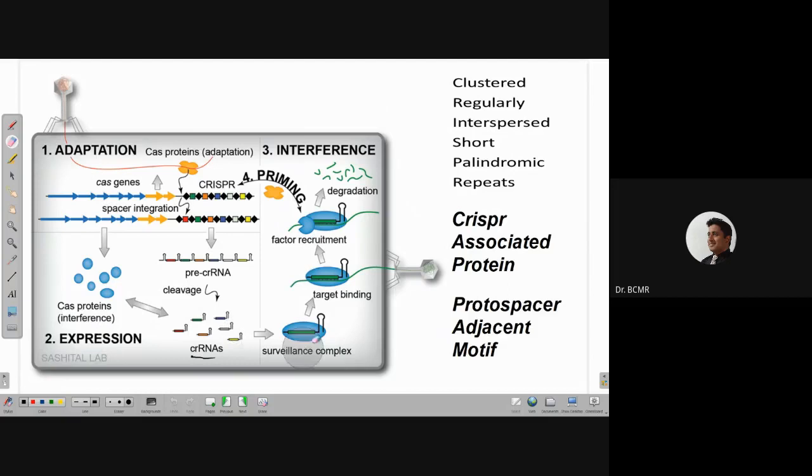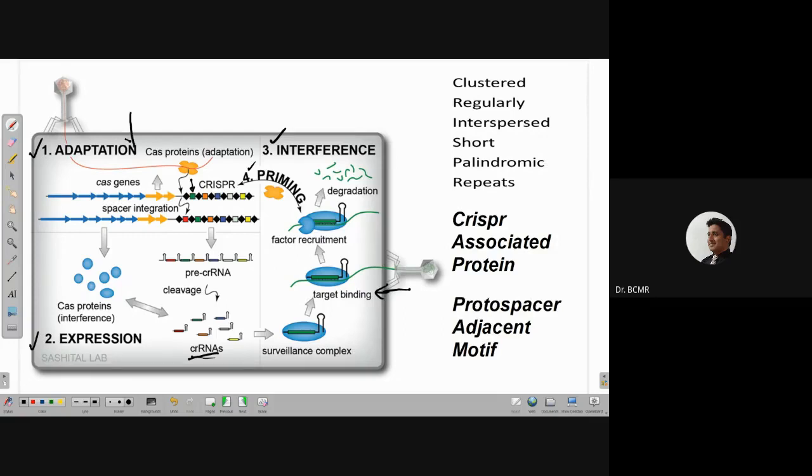CRISPR stands for clustered regularly interspaced short palindromic repeats. Cas for CRISPR-associated protein, and PAM for protospacer adjacent motif. So there are four steps: adaptation, expression, interference, and priming. Adaptation is picking up these spacers and incorporating them into the CRISPR array. Expression is expression of Cas proteins and the pre-CRISPR RNA, and maturation of CRISPR RNA, as shown here. Interference is cleaving any new phage DNA that has been injected into the cell. And priming is picking up more sequences from the degraded phage genome and incorporating them into CRISPR.